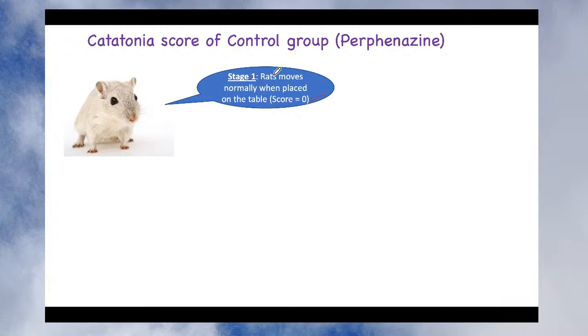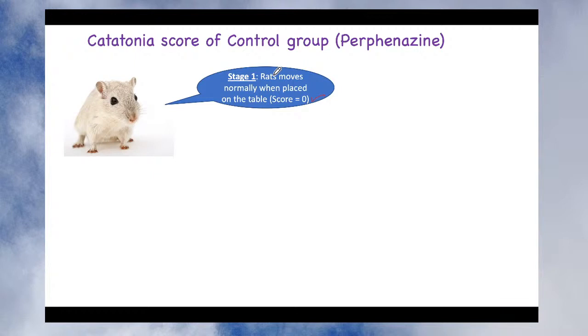So this stage is called stage 1 and the score is equal to 0. Since the score is 0, that indicates that the drug has not yet induced catatonia. So it is stage 1. There is no severity of catatonia yet observed.